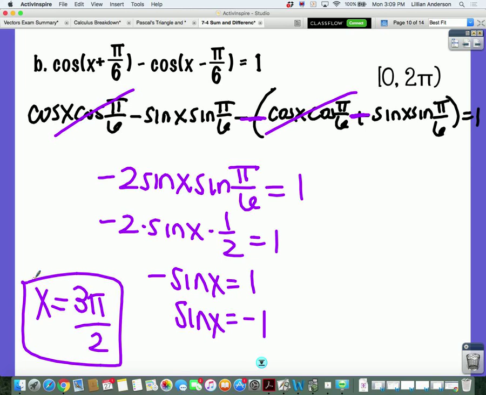Alright? So you basically use your identity. Sometimes you can cancel things out like we've done on this problem. Sometimes you are going to have to actually work them out. So then you'll have like negative sine x or like root 3 over 2 sine x. Then you just combine like terms. So sine x equals -1, because you're looking at where on your unit circle the y value is negative 1. And that's 3 pi over 2. Okay?